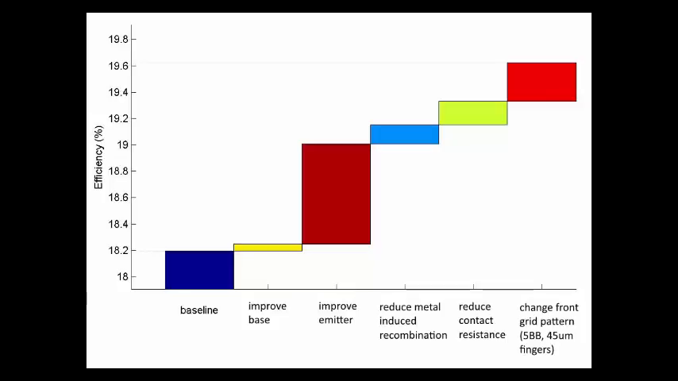Base recombination is fairly typical, and the rear aluminum BSF firing is well optimized, so there's not too much improvement that can be expected from improving the base. On the other hand, there is much room for improvement in the emitter, either by optimizing the diffusion process or passivation, with room for improvement by almost 1%.